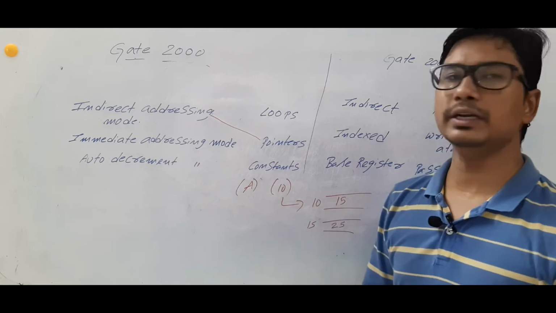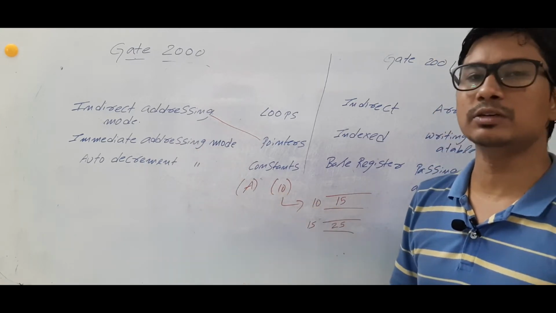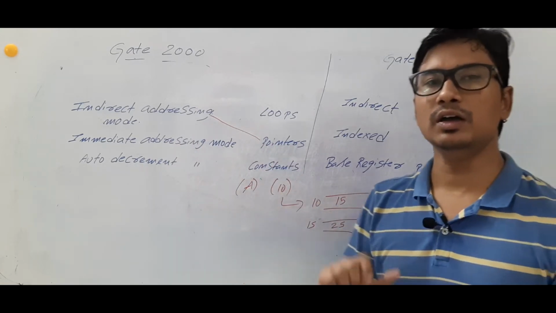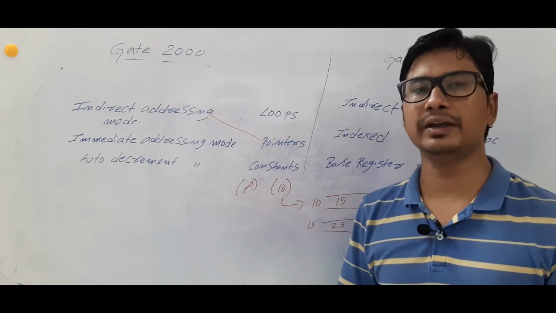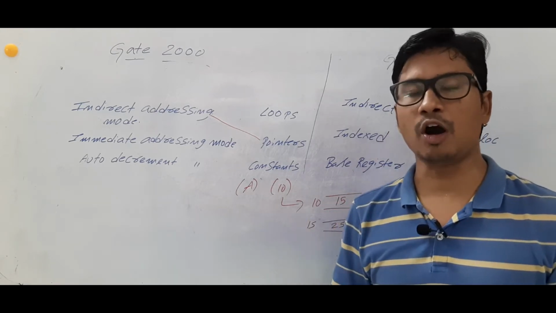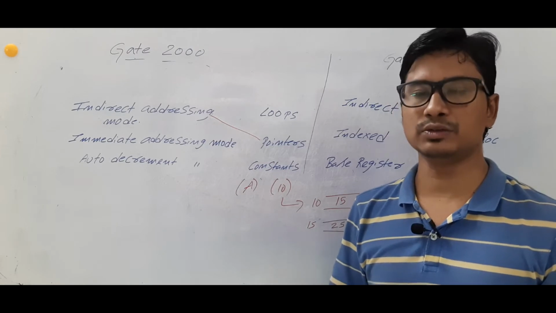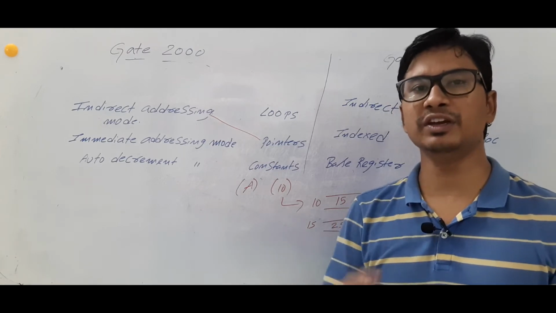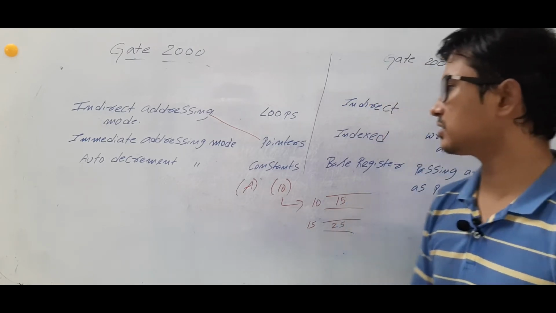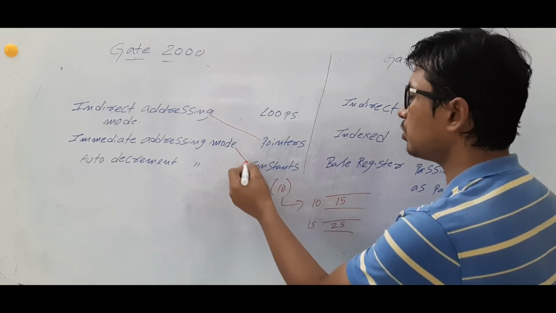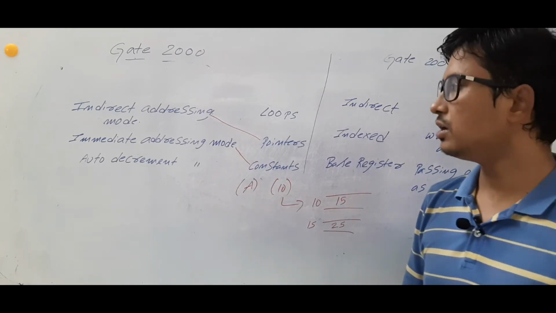Now what is immediate addressing mode? In immediate addressing mode, you will specify the value of the operand instead of specifying the operand or the address of the operand, which is nothing but you will specify the constants in the instruction. So immediate addressing mode is similar to the concept called constants.